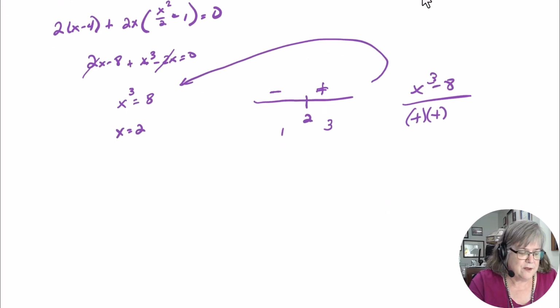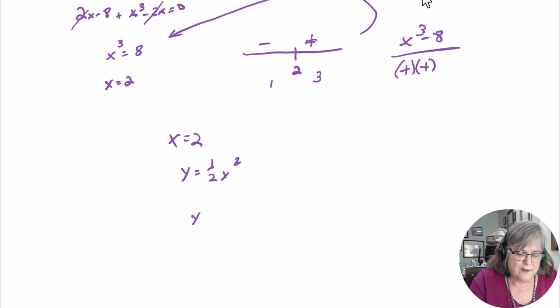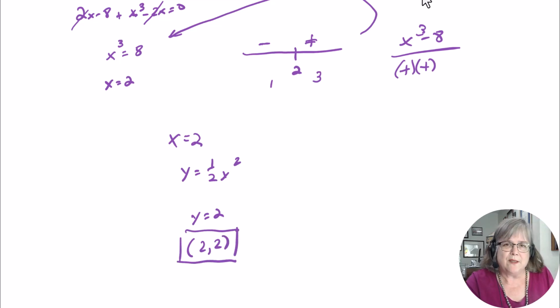So it's a minimum, so x is equal to 2, and then the question was, what's the point? So subbing it back into y is equal to 1/2 x squared, then y is also 2, and your point is (2, 2). There you go. All right, so much for optimization.